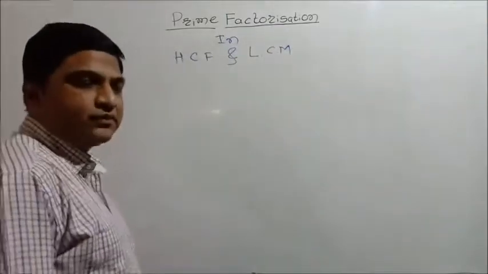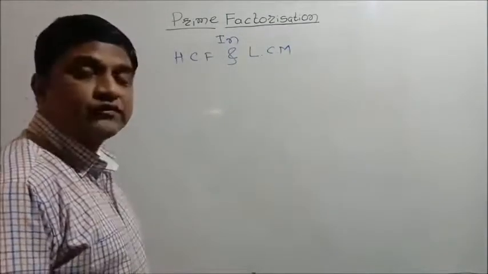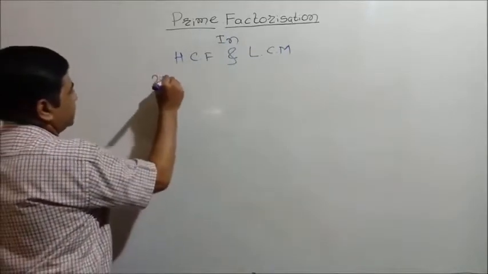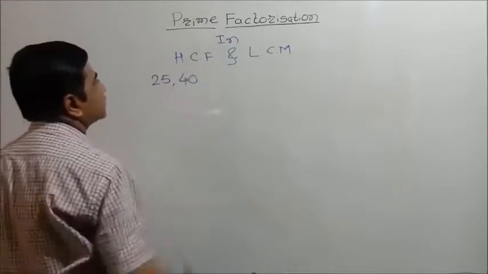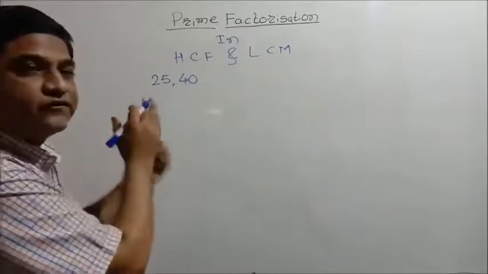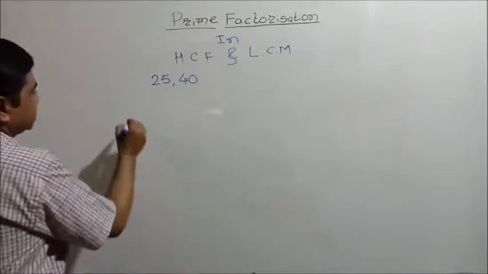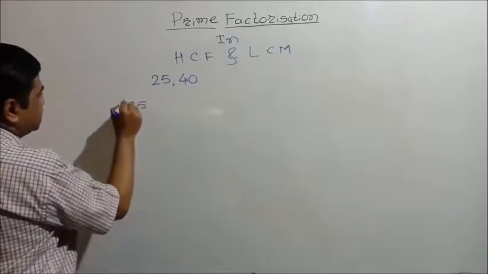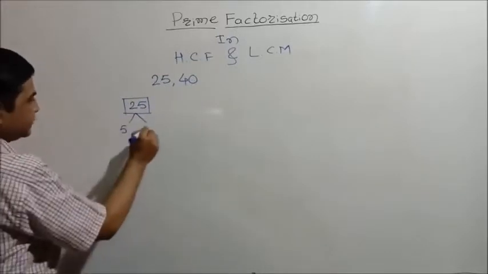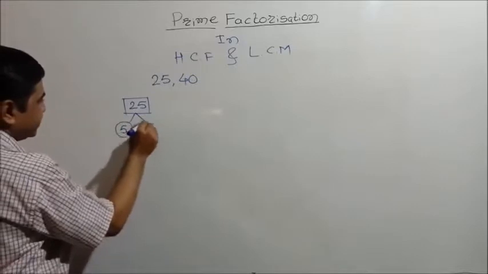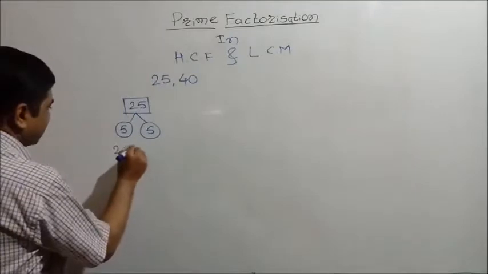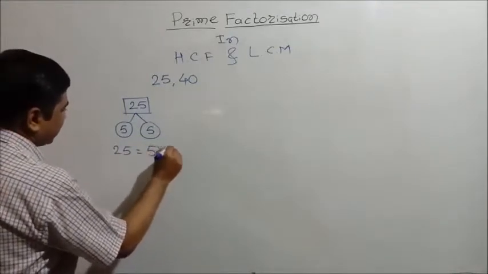Well, we'll take an example. Say we have to find out HCF and LCM of two numbers. Let the two numbers be 25 and 40. First of all, we will make the prime factorization of 25 and 40 with the help of a factor tree method. So 25 being a composite number is only divisible by 5, and the other factor we get is 5, because 5 fives are 25. Now we get the prime factors of 25, and 25 can be written as 5 multiplied by 5.